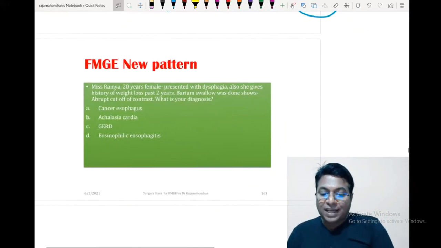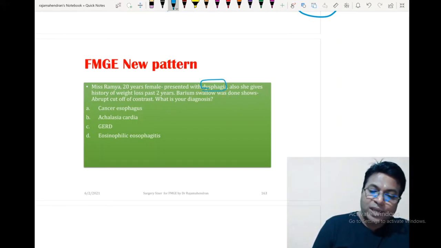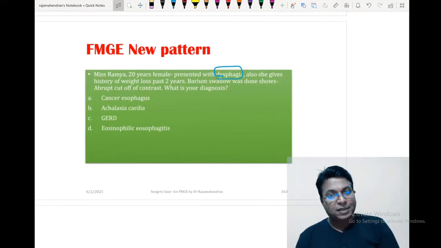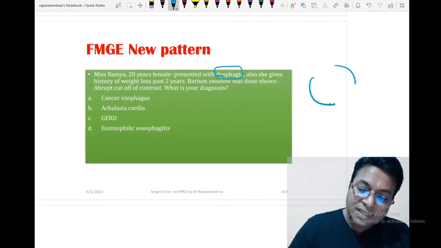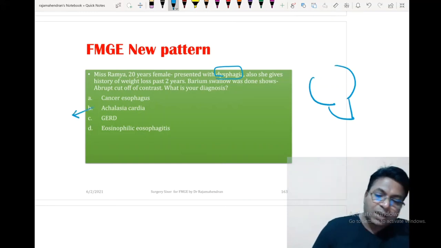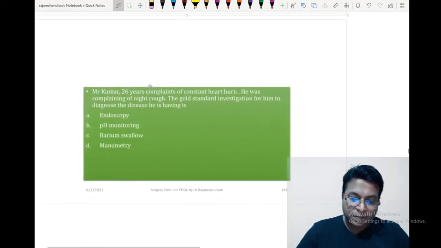Miss Ramya, 20 years female, presented with dysphagia. Please understand dysphagia. She gives history of weight loss for past 2 years. Barium swallow was done, shows abrupt cutoff of contrast. So abrupt cutoff of contrast is nothing but bird's beak. The answer is achalasia cardia. That's a classical question, very common in young females.